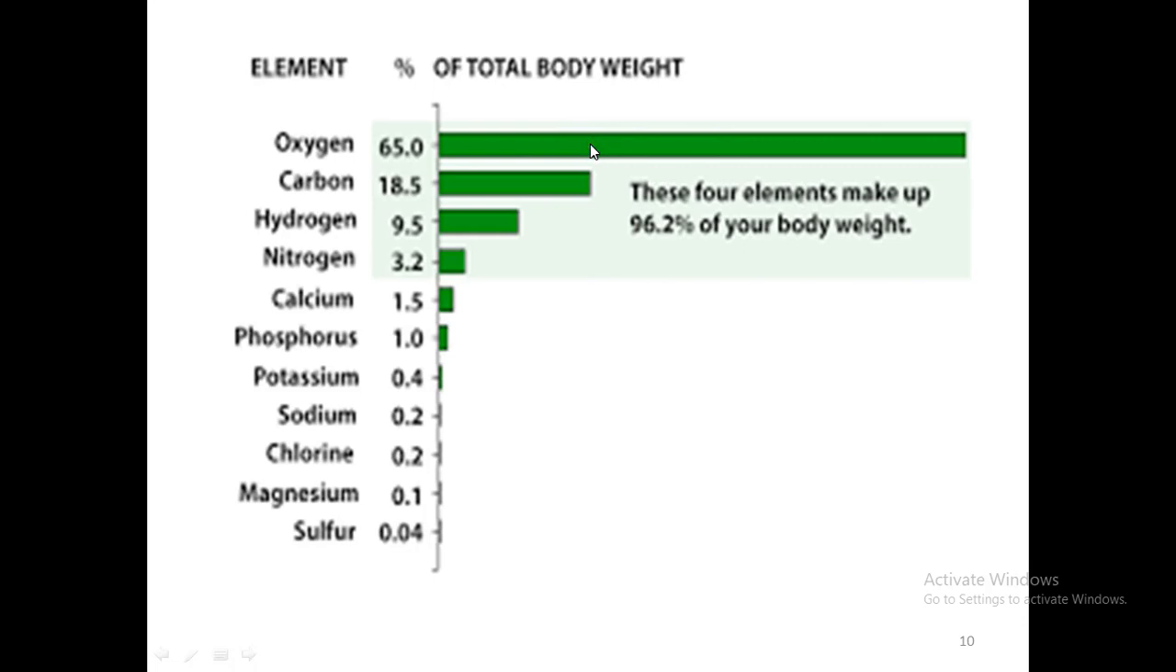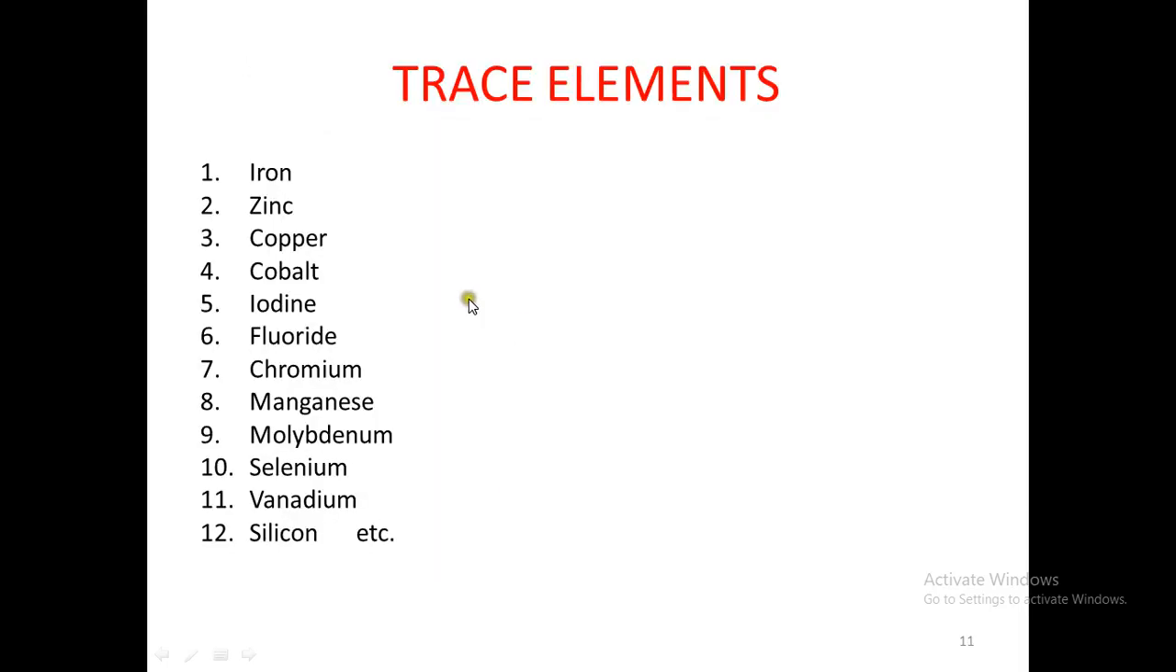So when we look at the human body, we find that the main element found in the human body is oxygen. And then comes carbon, then comes hydrogen, and then nitrogen. These four elements make up nearly 96% of our body weight. And then we have smaller amounts of calcium, phosphorus, potassium, sodium, chlorine, magnesium, sulfur, etc. Then we also have certain trace elements in our body.